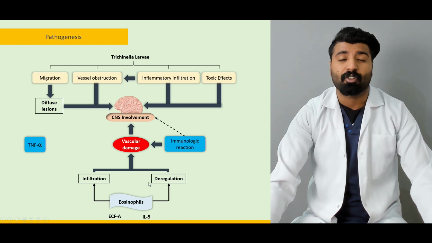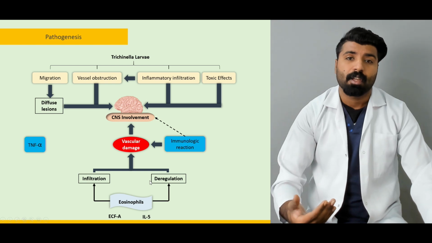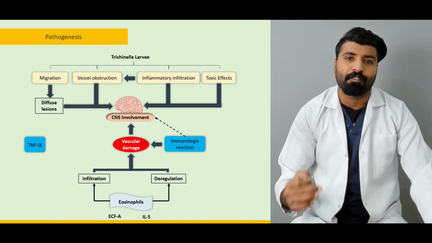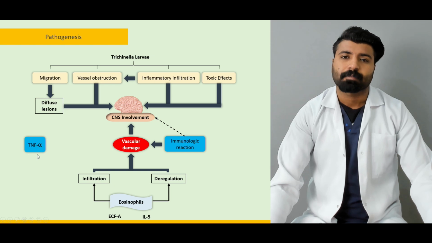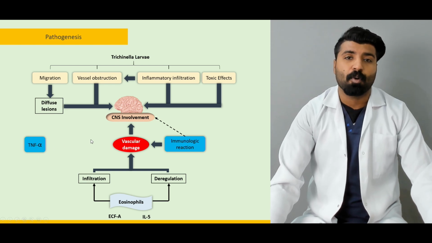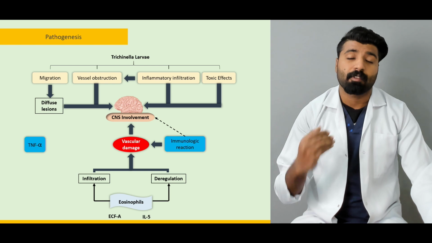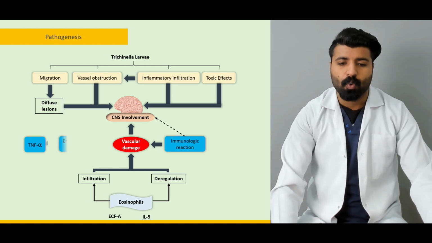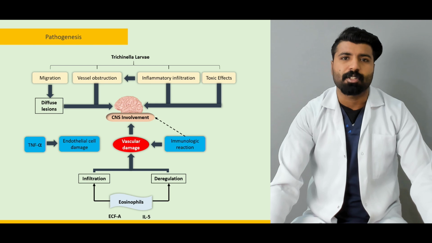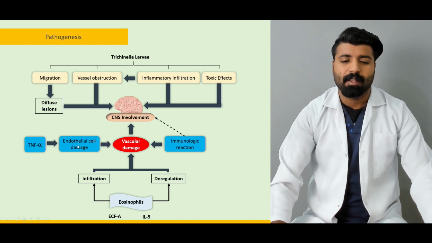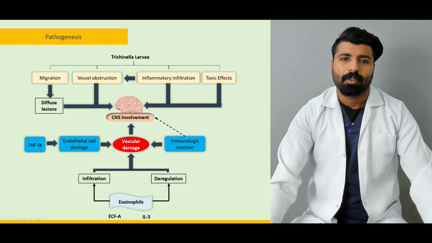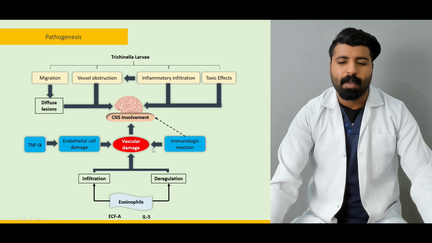One other thing that gets secreted, one other thing that gets produced is tumor necrosing factor alpha, TNF alpha. Now, this is also a response of the body. So what happens? This TNF alpha, if it's at more than normal levels, it's also going to do what? Endothelial damage. And that endothelial damage will come with vascular damage. Now, if TNF alpha affects the endothelium, it will lead to vascular damage. Immunological reactions will lead to vascular damage.